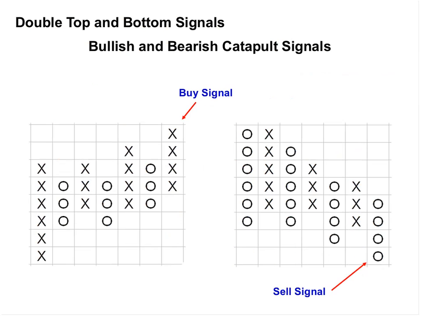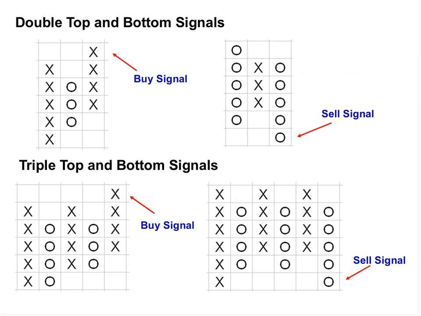Now, there are patterns that occur that, in some programs, they give you the ability to scan for, but these are clear breakout type signals. Okay? What I just showed you, these are double top and double bottom signals. Simply when it rises above the previous column, that is a double top. Going down below the previous column, that is a double bottom bearish alert. Double top bullish, double bottom bearish alert. Watch this. This is the one we're interested in here. Triple top and triple bottom signals.